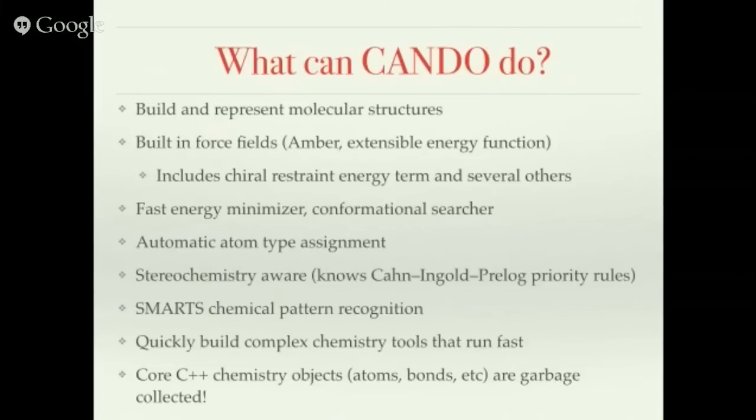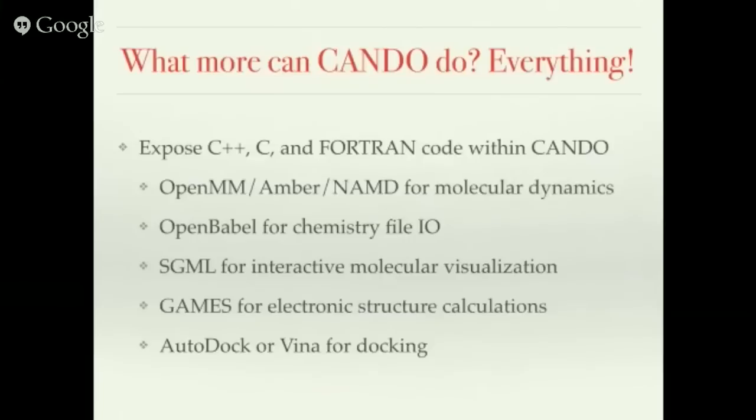It's got a very fast energy minimizer that uses 3 separate algorithms: steepest descent, conjugate gradients, and then a truncated Newton-Raphson method. And it switches between the different algorithms as you get closer to the solution. So it very quickly converges on good geometry. I've got automatic type assignment built in there. It knows canonical Prolog rules, something I wish I could teach all my undergraduates. It's got smart chemical pattern recognition, which is like regular expressions for molecular fragments built into it. Because it's got a whole language, Common Lisp, built into it, you can rapidly build complex chemistry tools within it. And everything's garbage collected internally, so you don't have to worry about memory management.